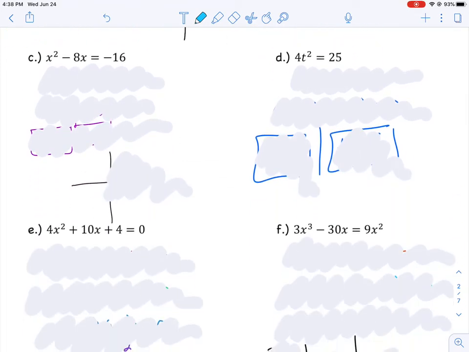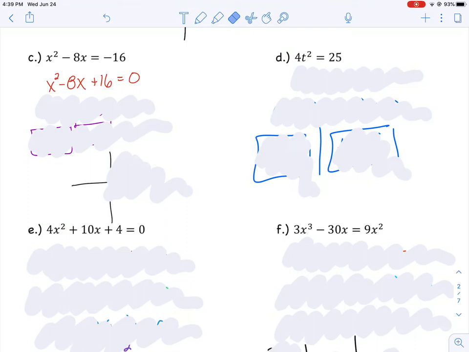On C, this one looks like it is in order, but if you notice that the equal to sign is kind of smushed in between everything, right? And our first step is not only to put it in order, but make sure that everything's over to the same side of the equal to sign. So I want to go ahead and take that negative 16 and I want to move it over. I'm going to move it over by adding 16 to both sides, and I end up getting an equation that looks like this now. I have an x squared minus 8x plus 16 equal to 0.